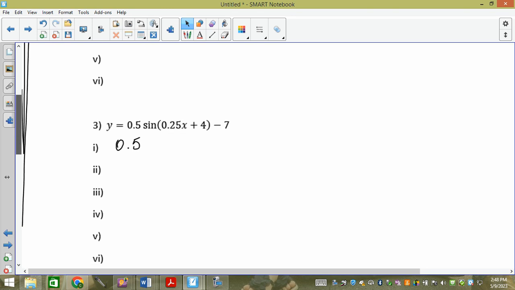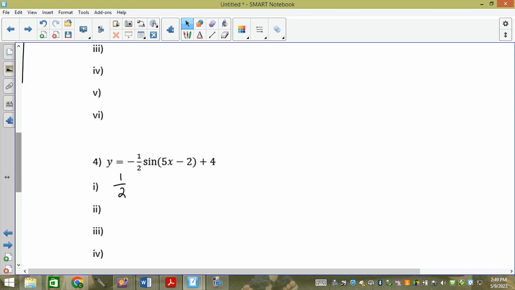Then we have this one, which is 0.5. So it goes up 0.5 and down 0.5. So it's actually a very short graph, right? In total, it's a distance of 1. This one, the amplitude is a half because we do the absolute value of negative a half. So that one's also very small. It goes up 0.5 and down 0.5, so it's a distance of 1. It's a very short graph as well.